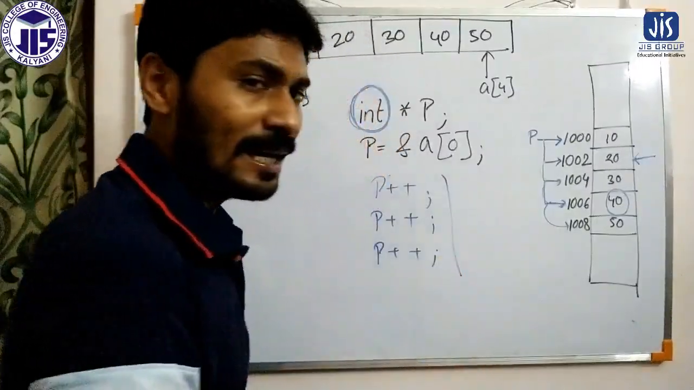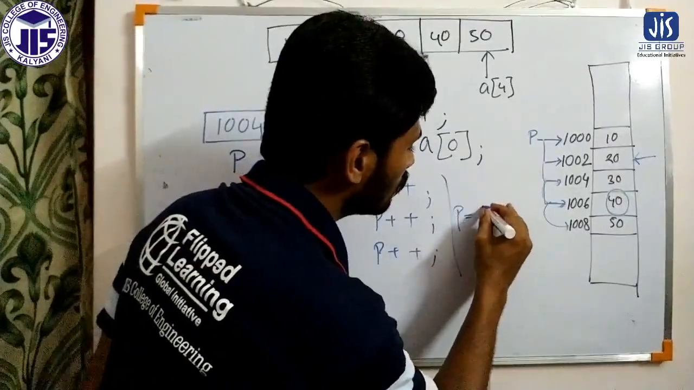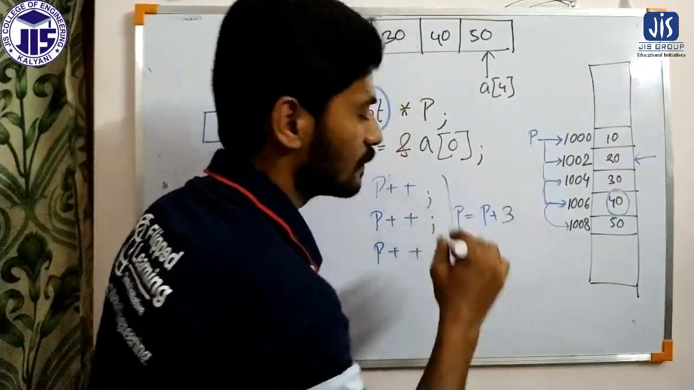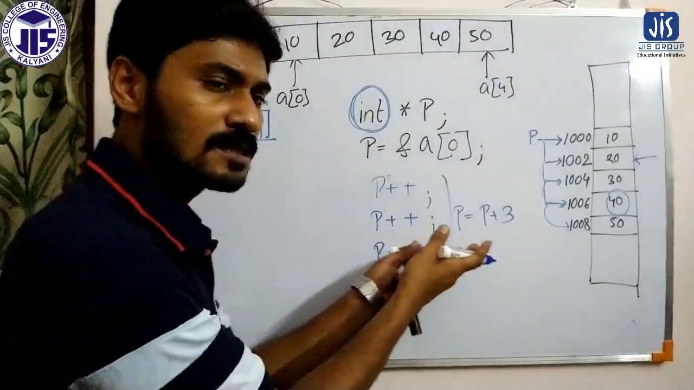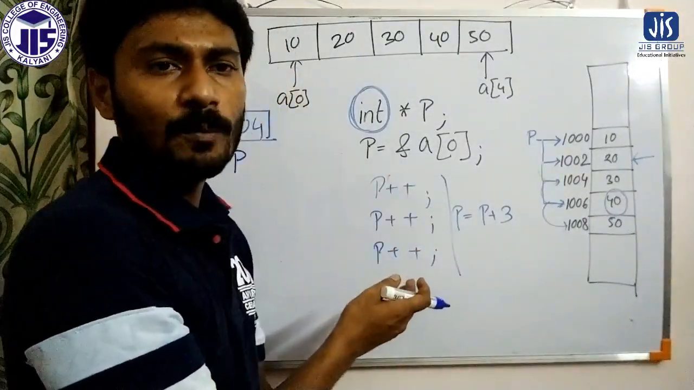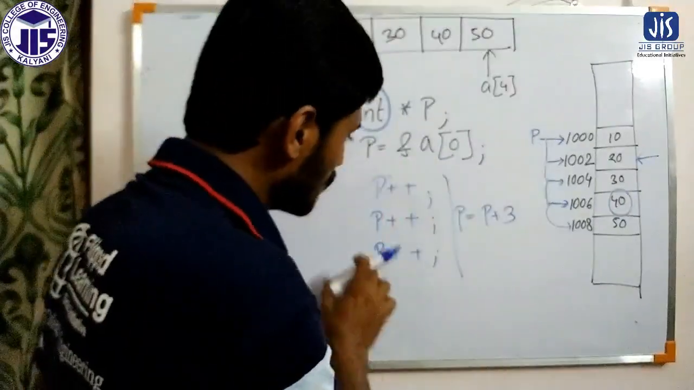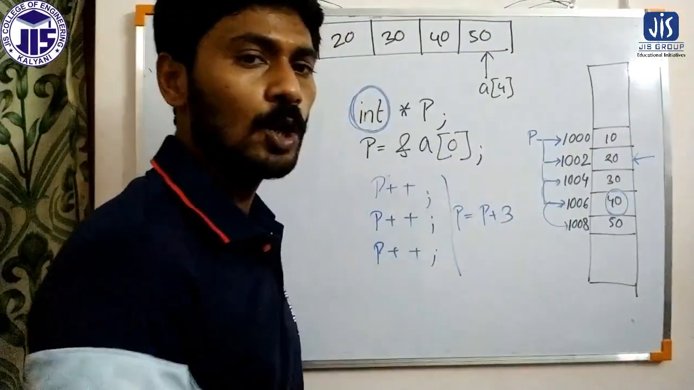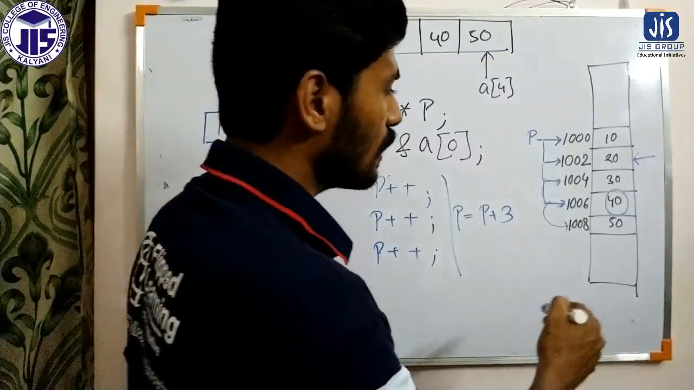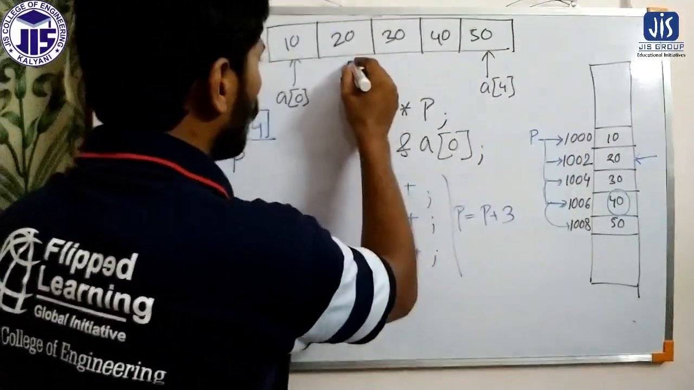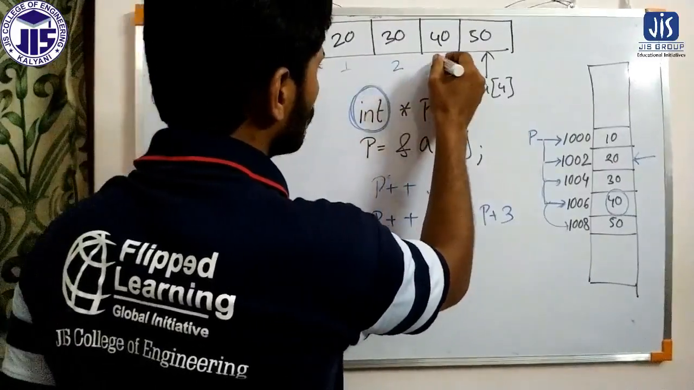And directly, what we can write is p equal to p plus 3. The 3 increment operations we are performing separately, p++, again p++, we can replace by this statement, p equal to p plus 3. So this is the 0 position element, 1 position element, 2 position element, 3 position element.